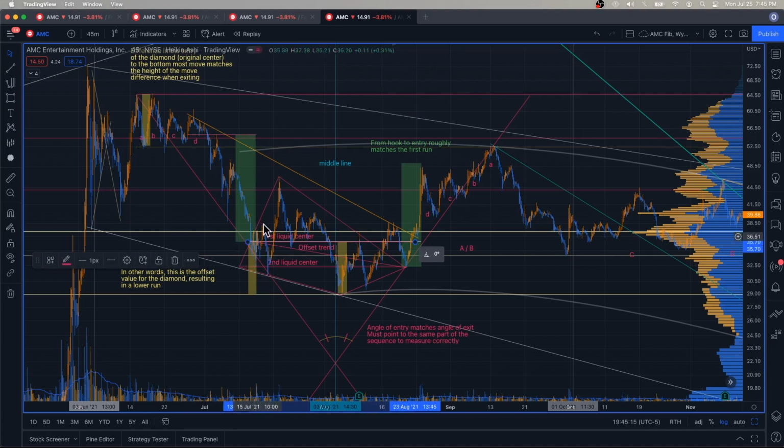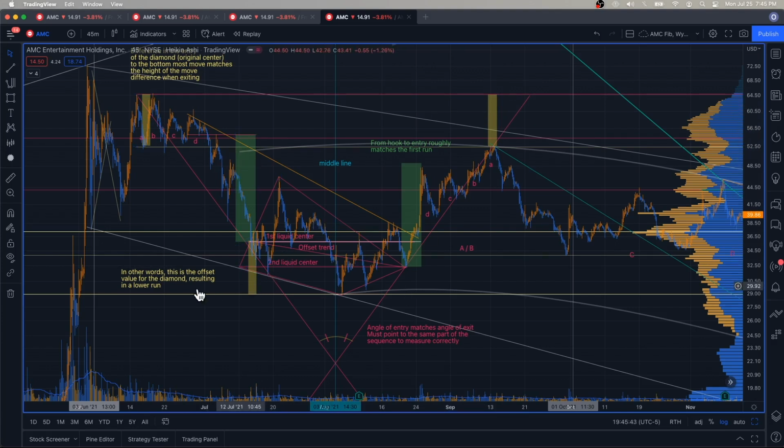And you can see that it starts whipsawing around that point. That becomes the liquid center. And then it resets and it creates a lower liquid center down here. Well, the height from the original liquid center to the bottom, where this push down happens, ends up being the offset value almost perfectly, right? So that it creates a percentage difference.